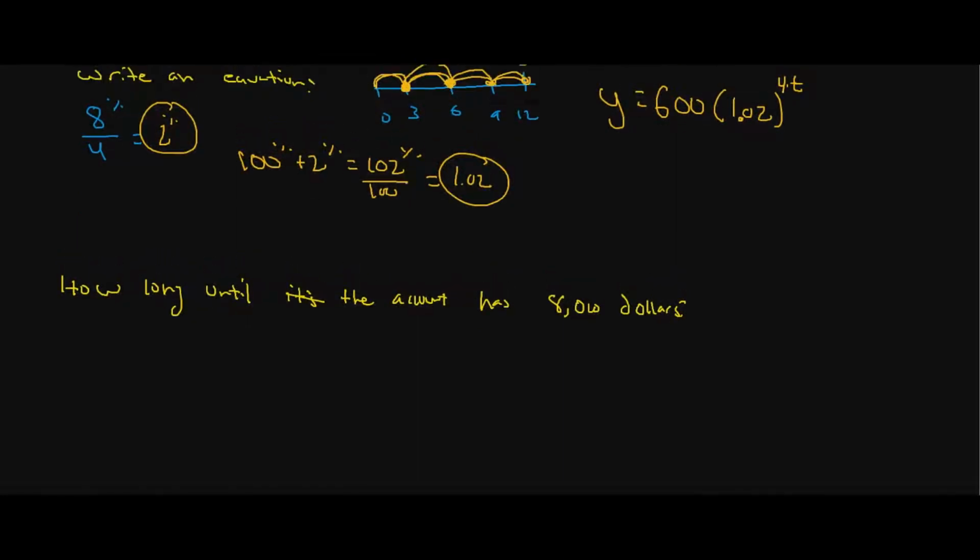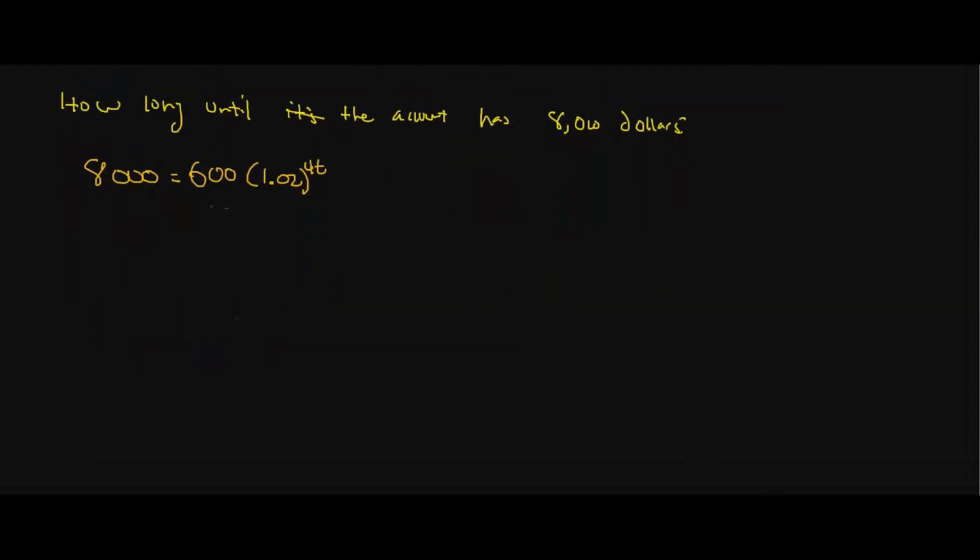Well, we put that in for the output. So 8,000 is equal to 600 times 1.02 raised to the 4t. Well, what do I do to solve this problem? First, we want to get rid of this 600. So let's divide both sides by 600.